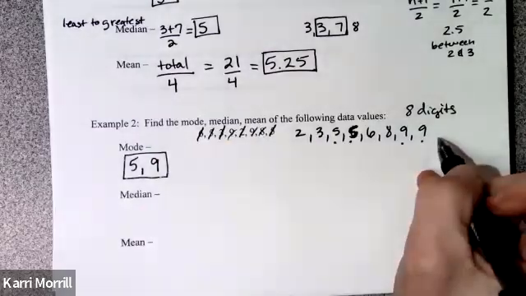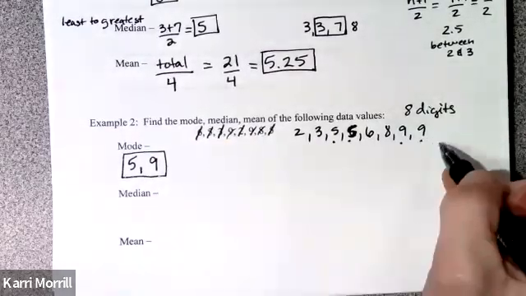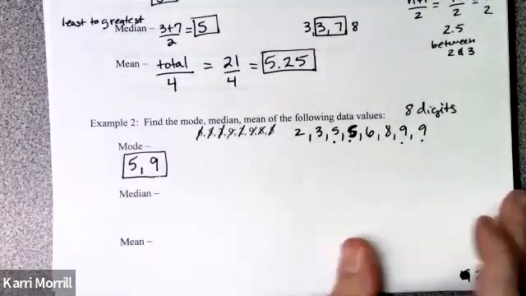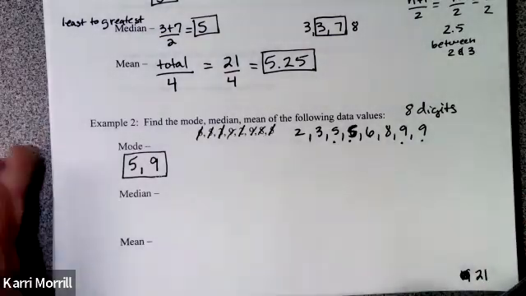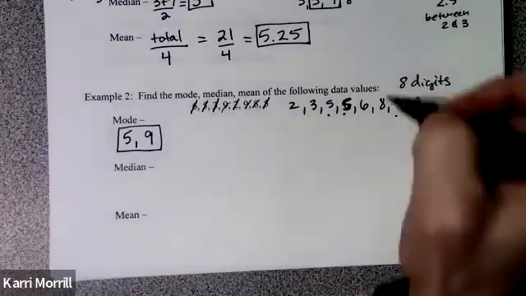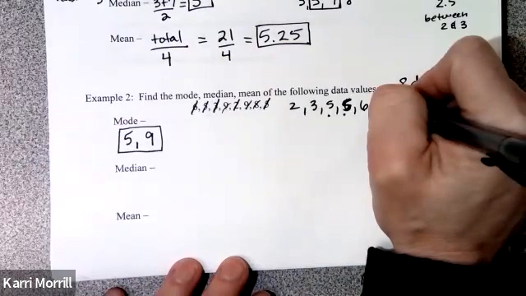Now, if we would have had another 9, the mode would only be 9. If there were 3 9s and 2 5s, that would be it. It's not just a number that repeats. Sometimes there are numbers that repeat, but it's the one that repeats the most.